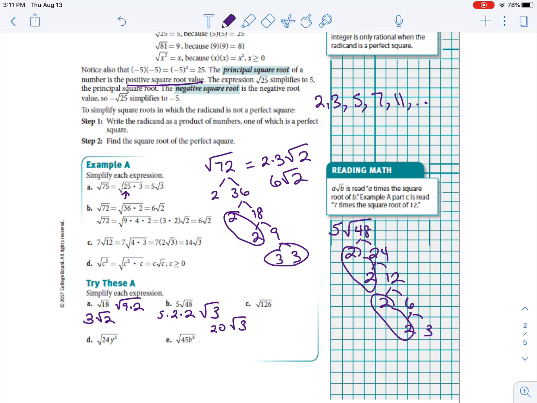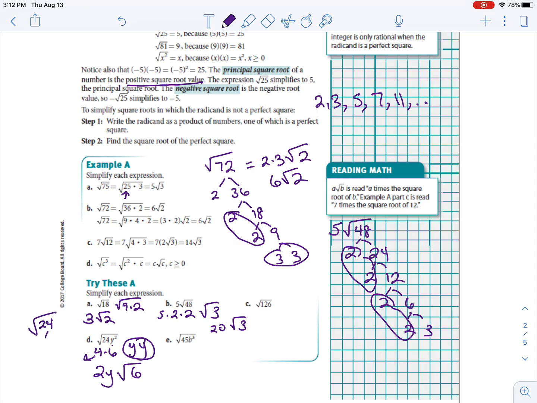Let's do one with variables. So let's look at D. With D, we have 24, and you don't want to use 6 and 4 or 12 and 2. I guess you do want to use 6 and 4. That would work. 4 is the biggest square that would go in. And I would think about y squared means you have 2 y's. So you circle them and you know that we're going to have a y coming out. So the square root of 4 is 2, so 2y comes out, and the square root of 6 will stay inside. So 2y root 6.